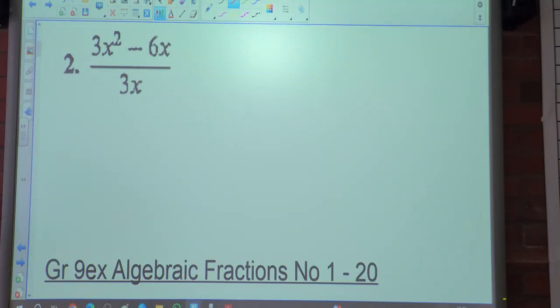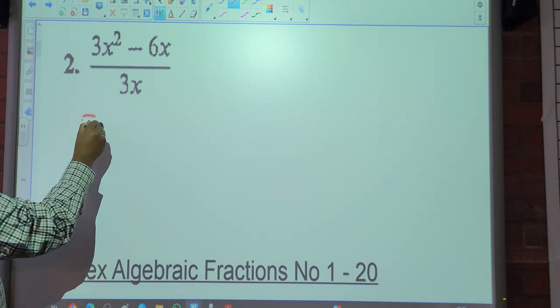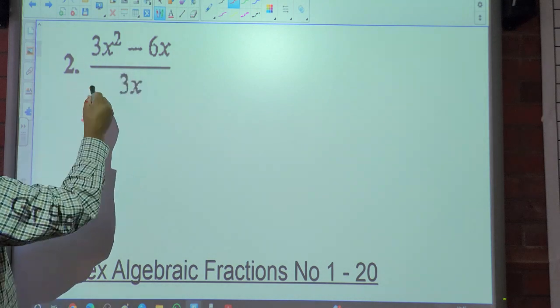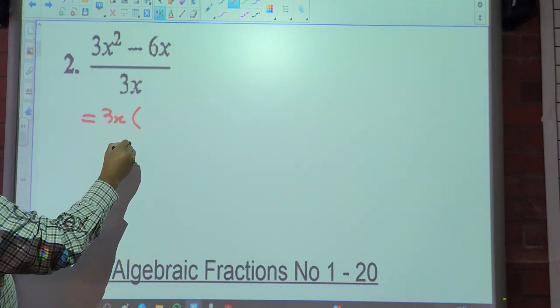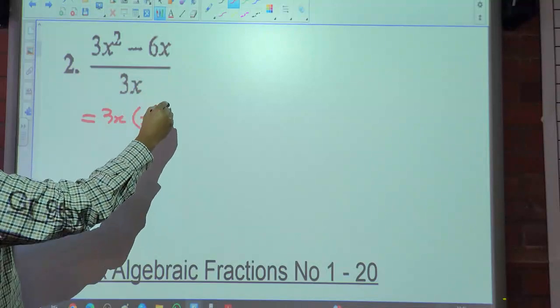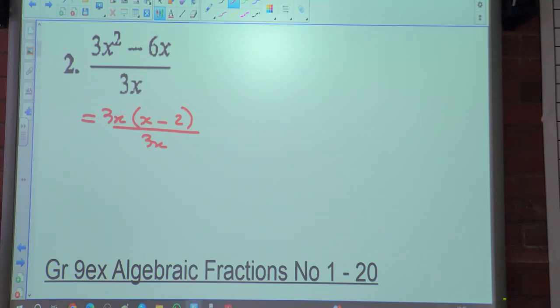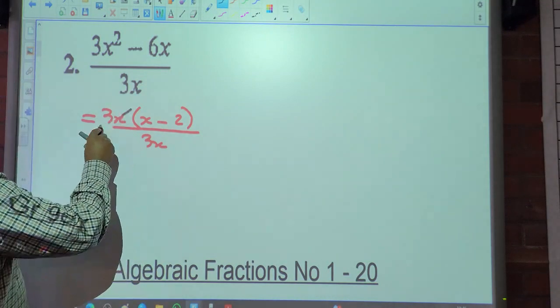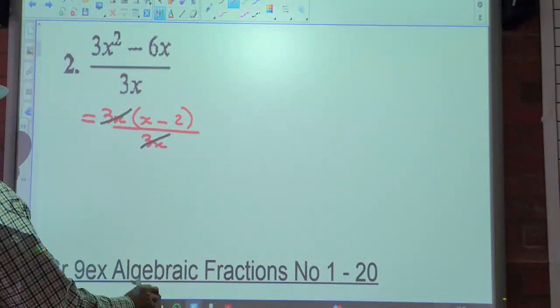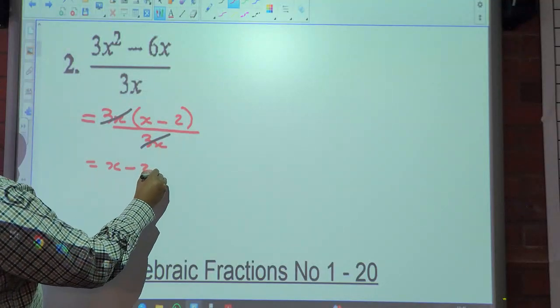So what can be done here? We'll take out a common factor. And what's common here? 3x. What are we left with? x minus 2 over 3x. So what can happen now? Cancel. 3x cancels 3x and leaves you with x minus 2.